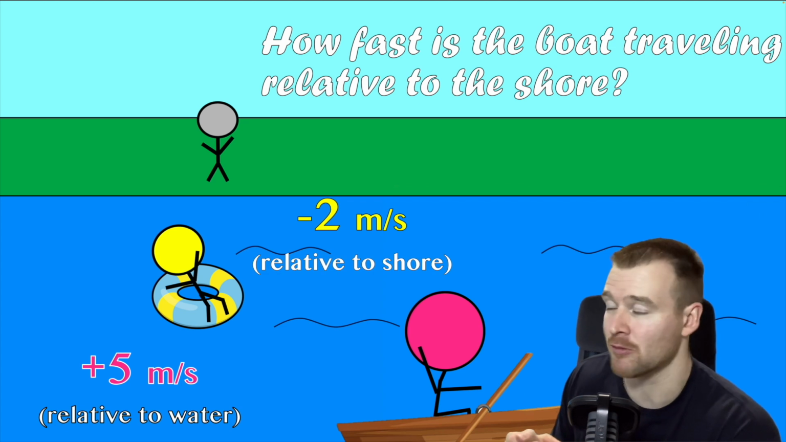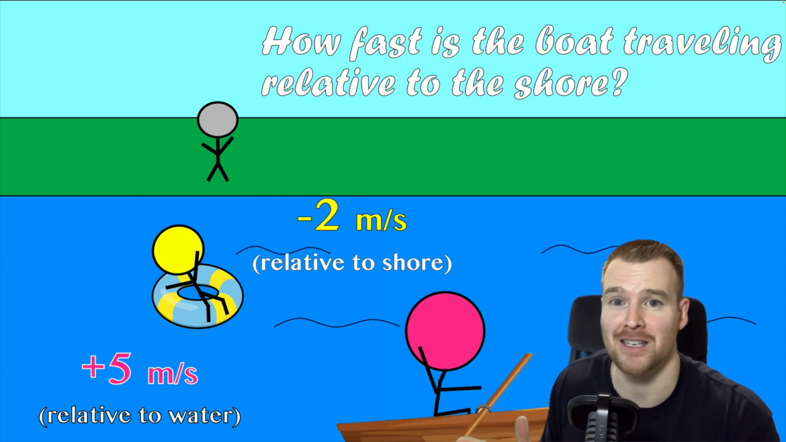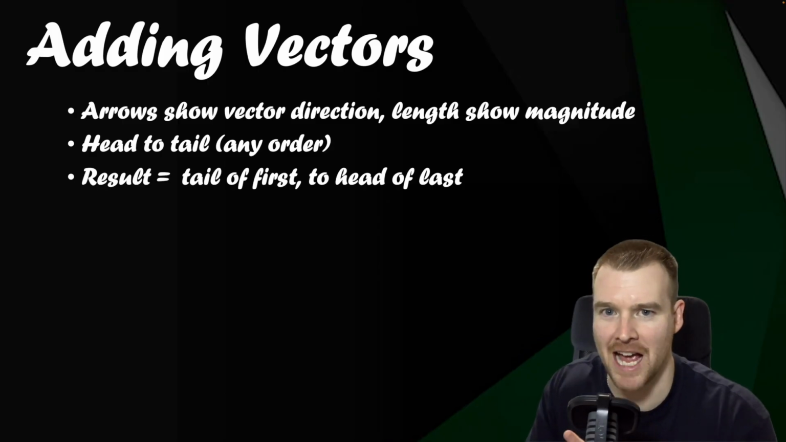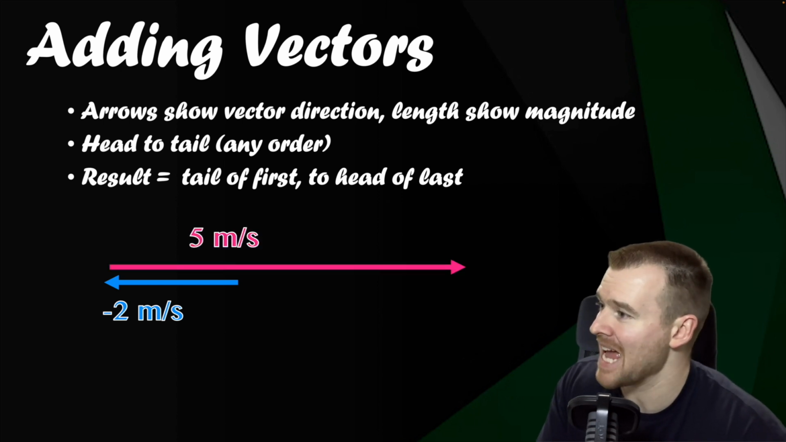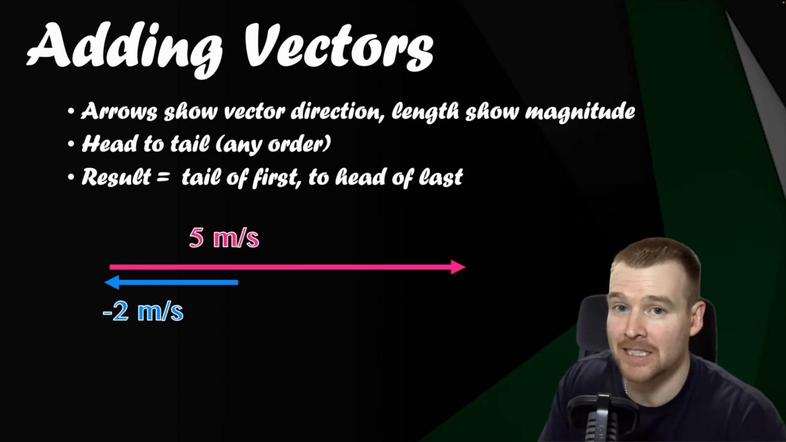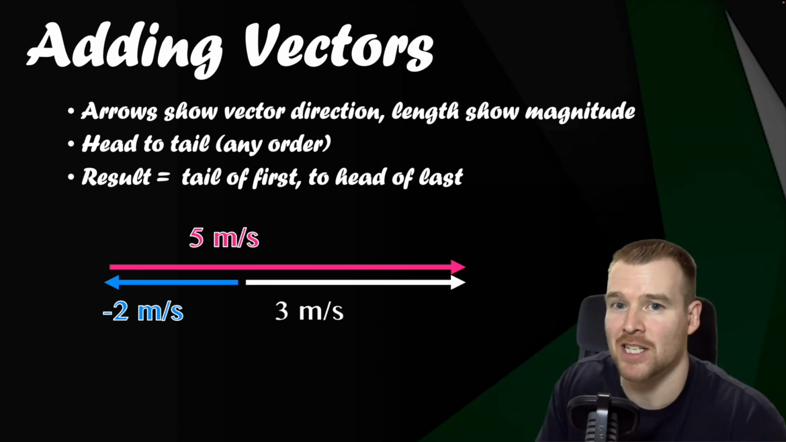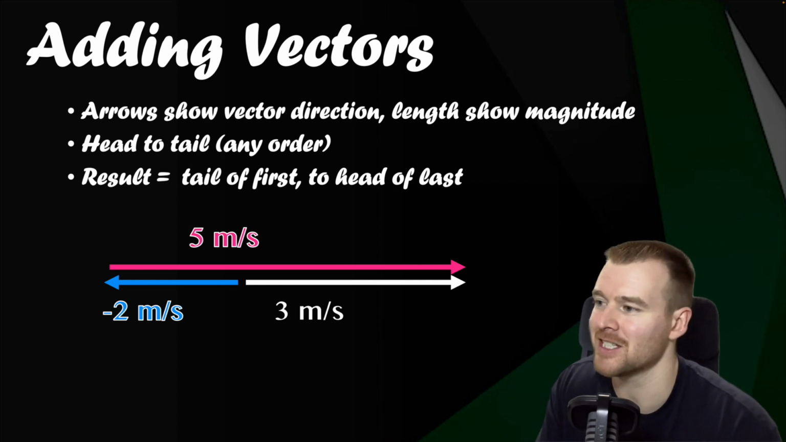And that's exactly right. We have a -2 and a +5. He's going to be going at +3 relative to someone on the shore. And we'll show that with our diagram here again as well. Start with the water, add the arrows head to tail, one after another, 5 meters per second. Now from the tail of my first one to the head of the last one becomes 3 meters per second as their velocity relative to the shore.